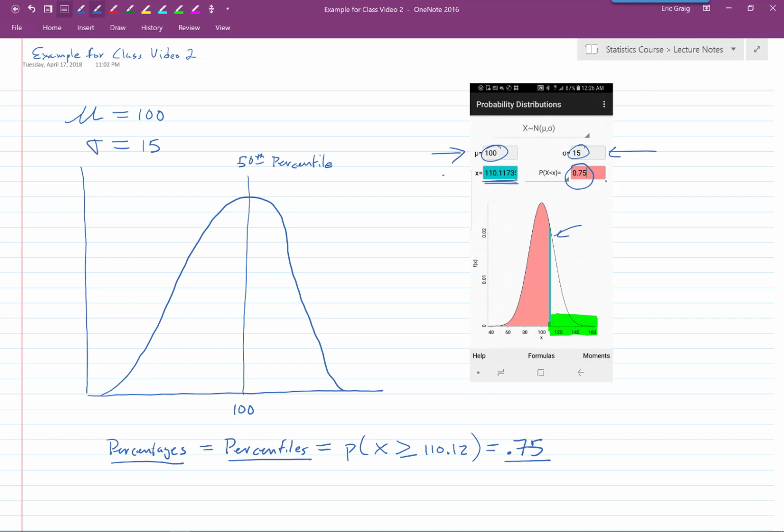If somebody were to ask you, would a score of 120 get me into graduate school? You would say, well, yeah, 120 is greater than 110. So yes, that would definitely get you into graduate school. You are in this nice, happy green area down here. So you would get in. Just didn't want anybody to be confused by that bit of terminology.